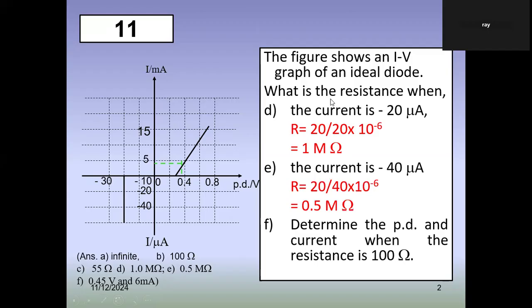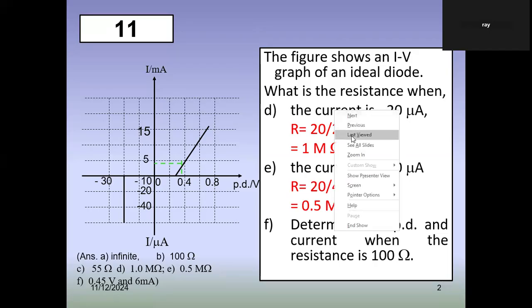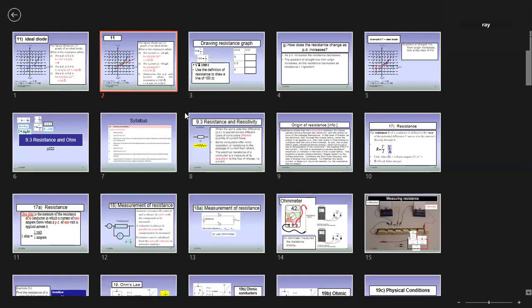So you won't bother about F. F is more challenging. Is it because the current is very small, then the resistance is higher, right? Yes, the current is very small, so the resistance becomes very high. That's why it's mega ohm. But the other one you won't bother, unless you want to try it out yourself. Challenging.